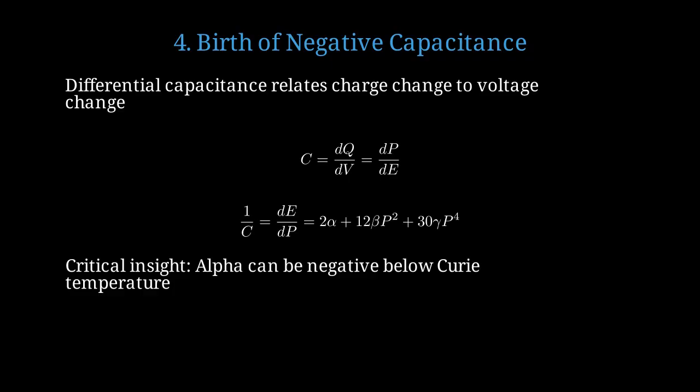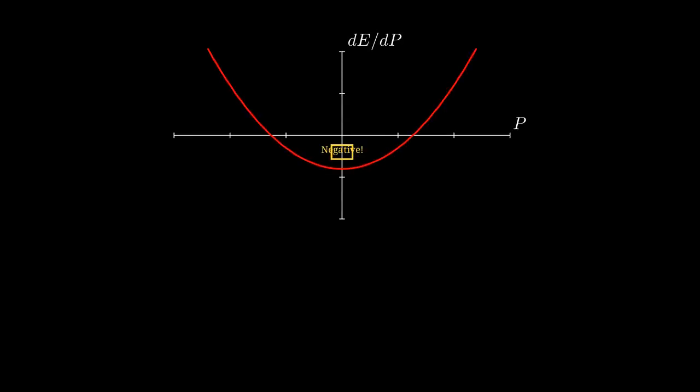Alpha can be negative below the Curie temperature in ferroelectric materials. This graph shows that dE over dP becomes negative in a certain region, highlighted in yellow, meaning capacitance is negative there. When the slope dE over dP is negative, the capacitance itself becomes negative, violating our normal intuition.